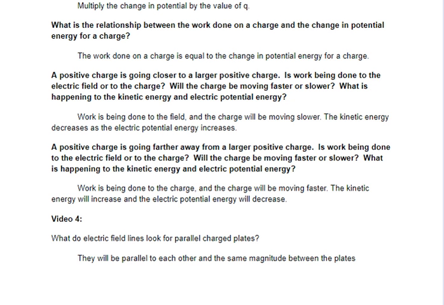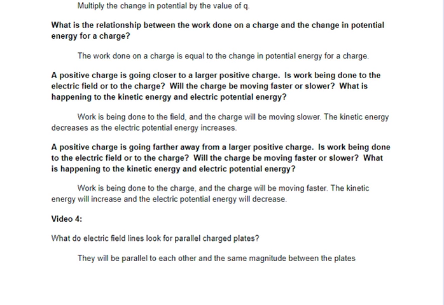Now, if you're looking at the next case, a positive charge is going farther away from a larger charge. Work is now being done to the charge. The charge will be moving faster. The kinetic energy will be increasing as electric potential energy decreases. So in this case, electric potential energy is going to kinetic energy. In the previous example, when you're moving closer to the positive charge, you're doing the opposite.